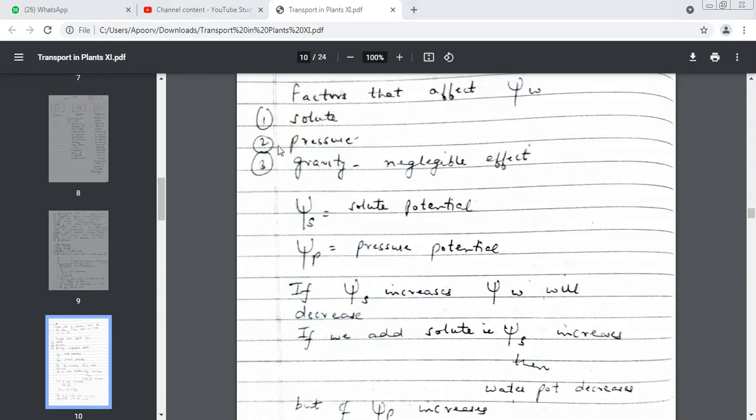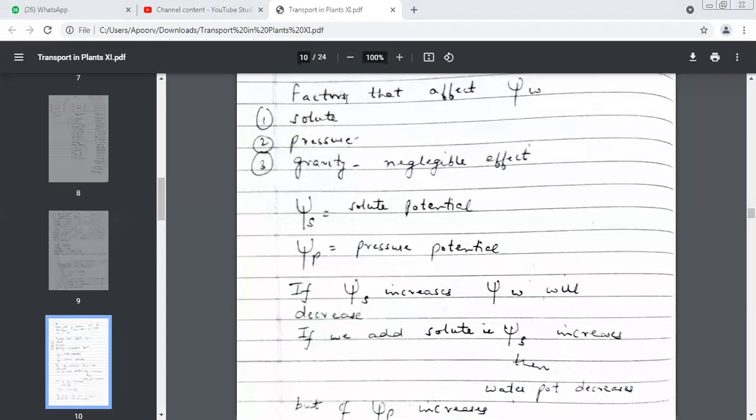Similarly, the potential of pressure is represented by Xi P. So let me have a quick revision. What is Xi W? Water potential. What is Xi S? Solute potential. What is Xi P? Pressure potential. Okay. Now see the relationship.